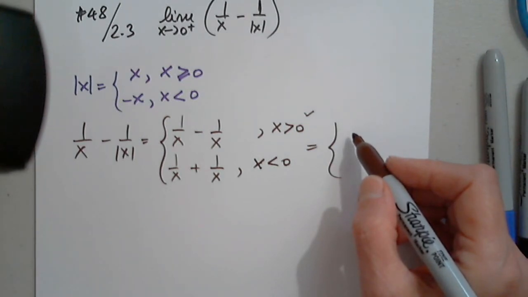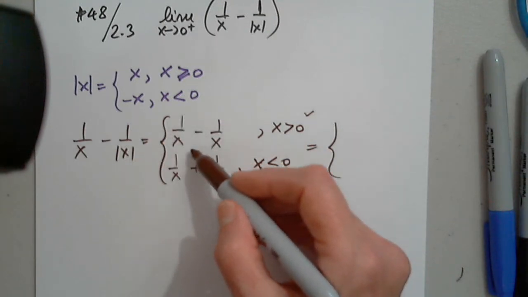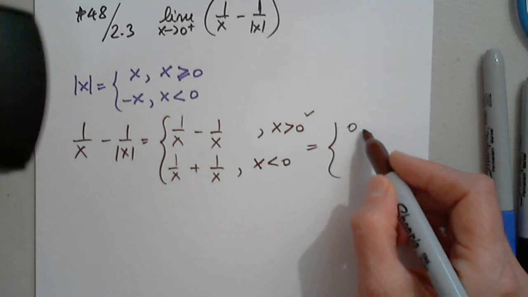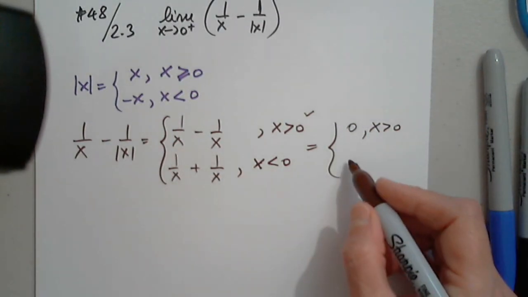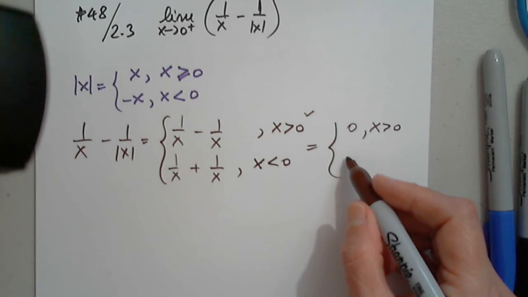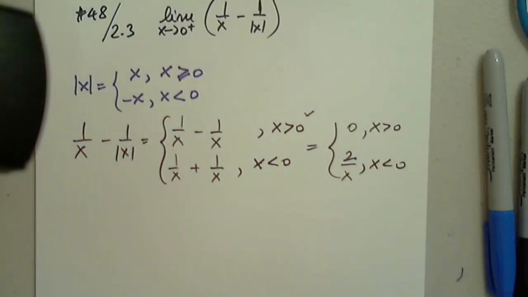One on the top branch, how much is that? What does this equal to? It is 0. Very good, for x greater than 0. And what does this simplify to? 2 over x. Very good, for x less than 0.